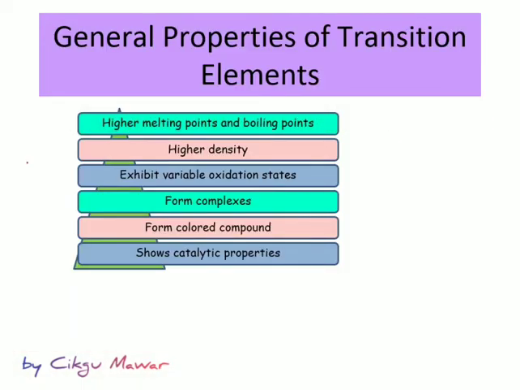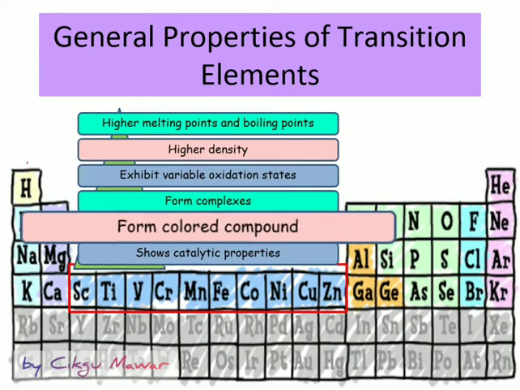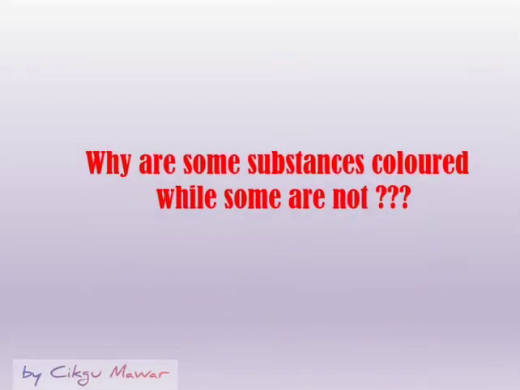Hello everyone. We meet again in general properties of transition elements. Today I will focus on the formation of colored compounds. I have some questions here: why are some substances colored while some are not? Let me show you.